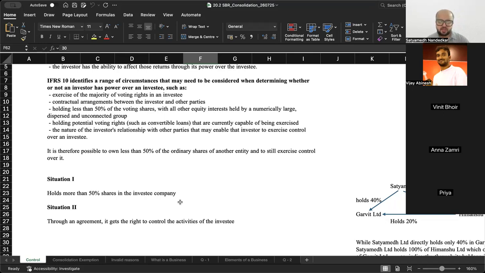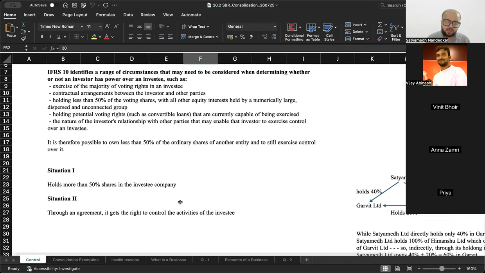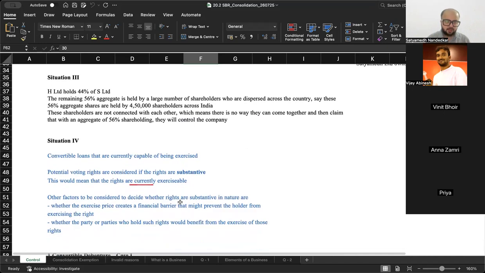So, the nature of investors' relationship in this case means maybe I am A Limited and then there is a B Limited. Now I own only 40% shares of C Limited, but I own 100% shares of B, and through B and through myself, I exercise control over the other company. So all of these are different indicators of a holding company establishing control over the subsidiary.